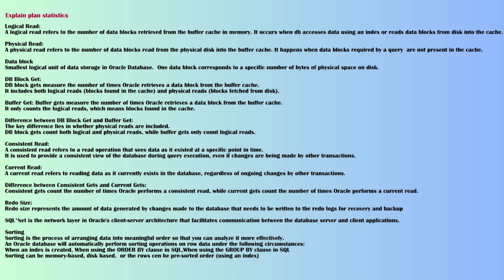What is consistent read? A consistent read refers to a read operation that sees data as it existed at a specific point in time. It is used to provide a consistent view of the database during query execution, even if changes are being made by other transactions. What is current read? A current read refers to reading data as it currently exists in the database, regardless of ongoing changes by other transactions. What is the difference between consistent gets and current gets? Consistent gets count the number of times Oracle performs a consistent read, while current gets count the number of times Oracle performs a current read.